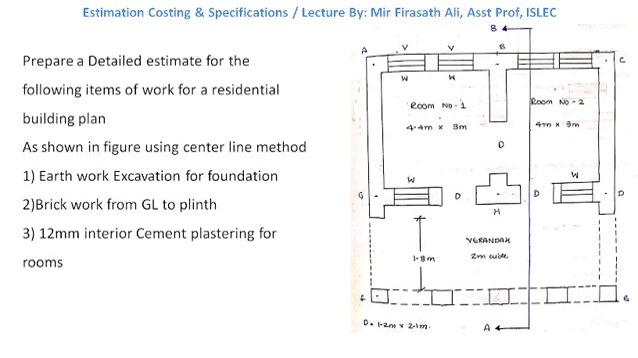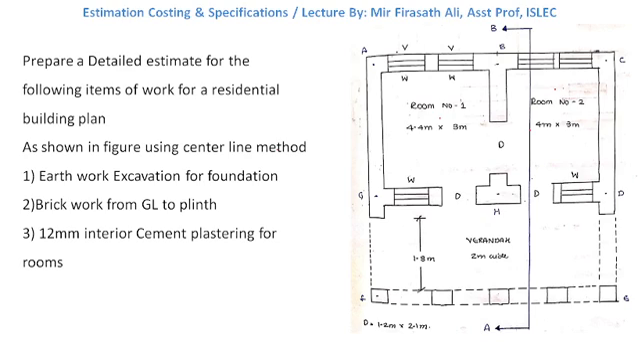So, this is the question given to us. Prepare a detailed estimate for the following items of work for a residential building plan as shown in the figure. The figure consists of 2 rooms, room 1 and room 2. Room 1 dimensions are 4.4 meters into 3 meters, whereas room 2 dimensions are 4 meters into 3 meters. And we have a veranda. What is the width of the veranda? It is 2 meters wide.